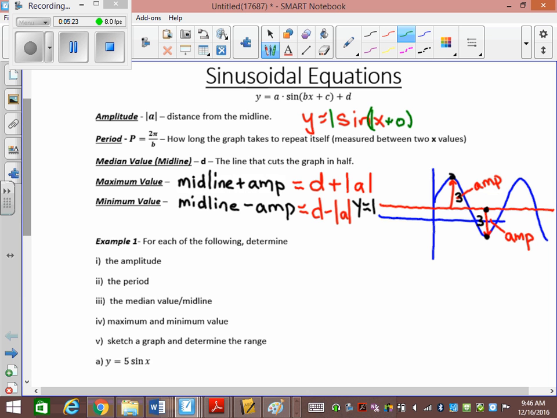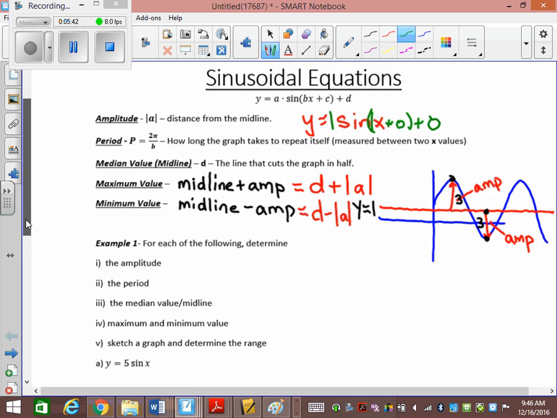And if there's no D value, what would it be at the back? Plus 0, because if it was plus 1, then there would be a D value, it would be 1, right? So always think about it. If there isn't an A value, it's 1. If there isn't a B value, it's 1. If there isn't a C value, it's 0. If there isn't a D value, it's 0.